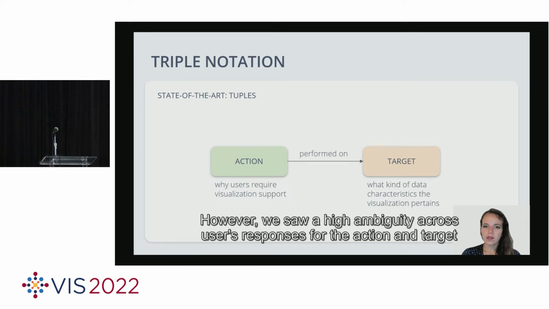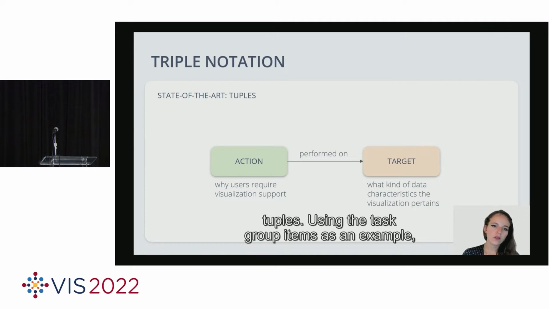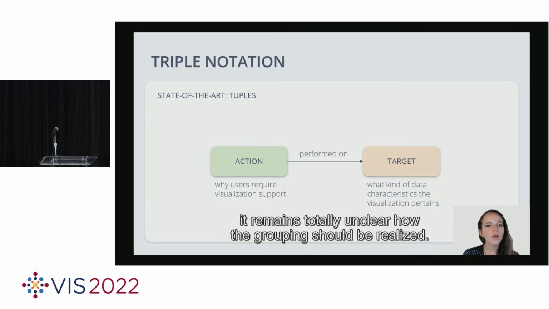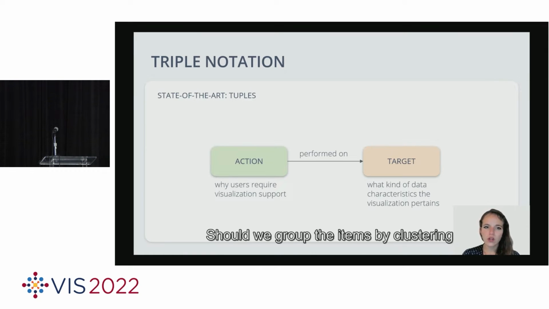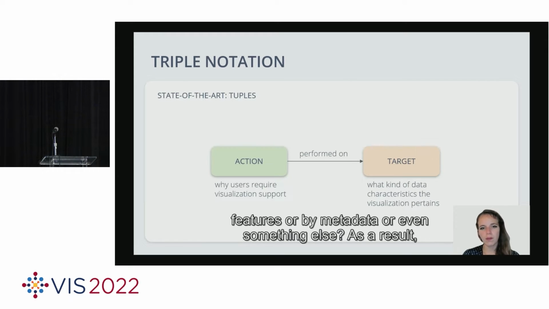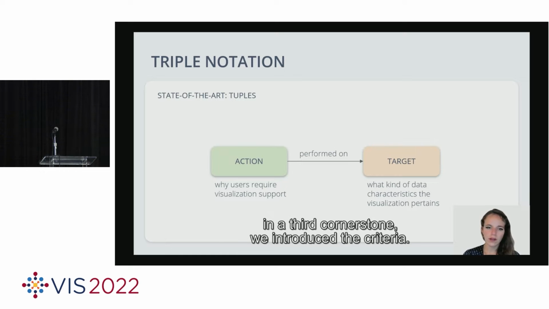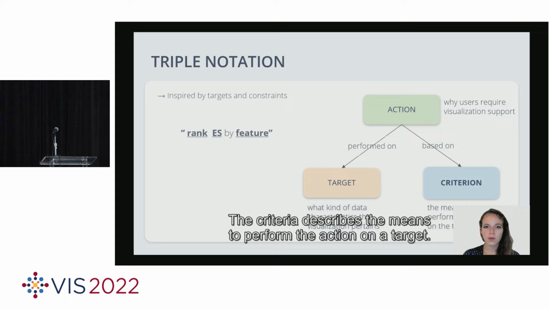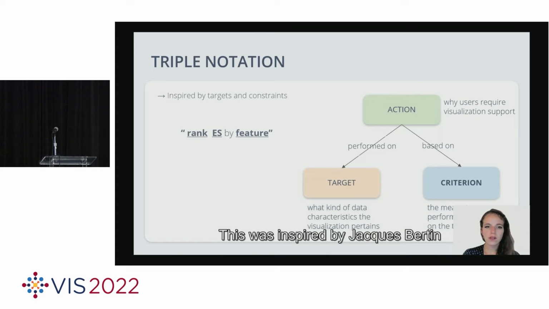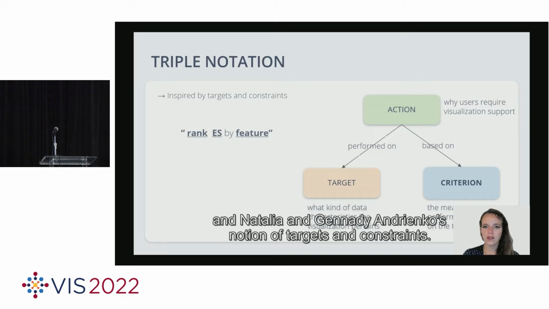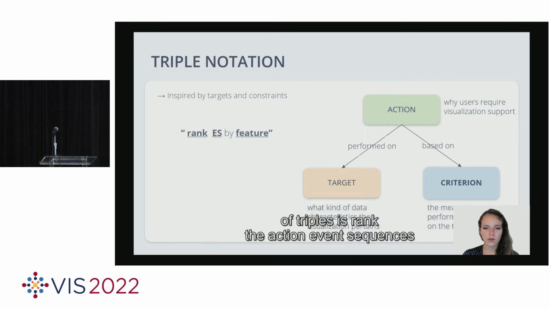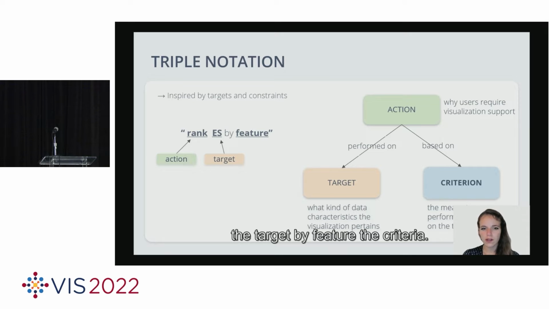However, we saw a high ambiguity across users' responses for the action and target tuples. Using the task group items as an example, it remains totally unclear how the grouping should be realized. Should we group the items by clustering features or by metadata or even something else? As a result, and as a third cornerstone, we introduced the criteria. The criteria describes the means to perform the action on a target. This was inspired by Jacques Bertin's and Natalia and Gennady Andrienko's notion of targets and constraints. An example showing the expressiveness of triples is: rank the action, event sequences the target, by feature the criteria.